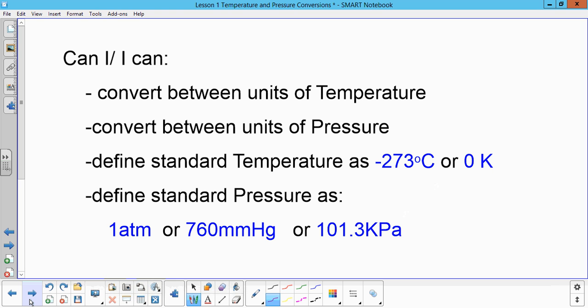So what I'm hoping you've learned from this video is, can you convert between units of temperature? Can you go from Celsius to Kelvins and Kelvins to degrees Celsius? Can you convert between units of pressure using the unit factor label method? Can you remember and define standard temperature as being minus 273 degrees Celsius, or 0 kelvins? And can you define standard pressure as 1 atmosphere, 760 millimeters of mercury, or 101.3 kilopascals?